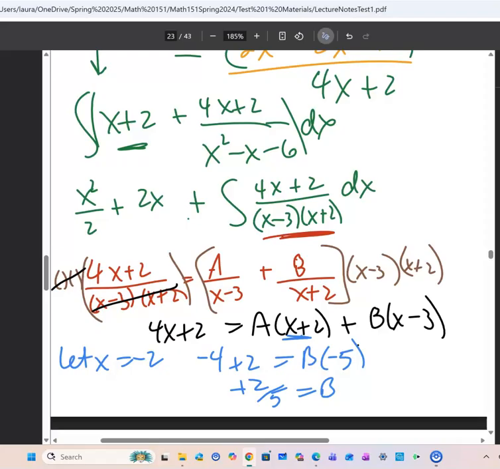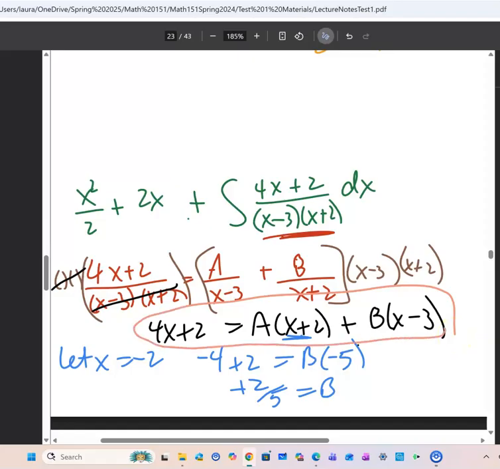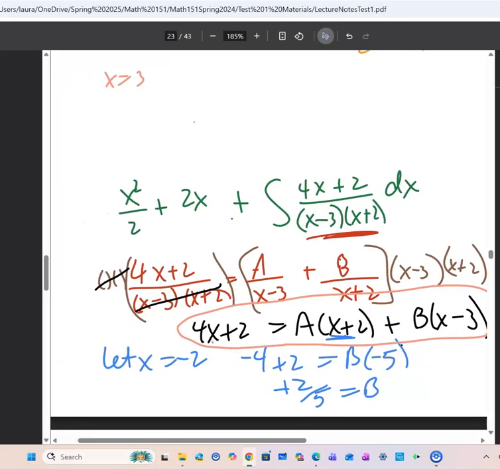Okay, so then I want to go on to the next page. So I'm just going to use some room up here because you've already written that down. Okay, so then I'm going to be plugging into this line right here. I'm plugging in x is equal to 3. So when I plug in x equals 3, I get 4 times 3, which is 12, plus 2, A times 5. So that's 14 fifths is equal to A.